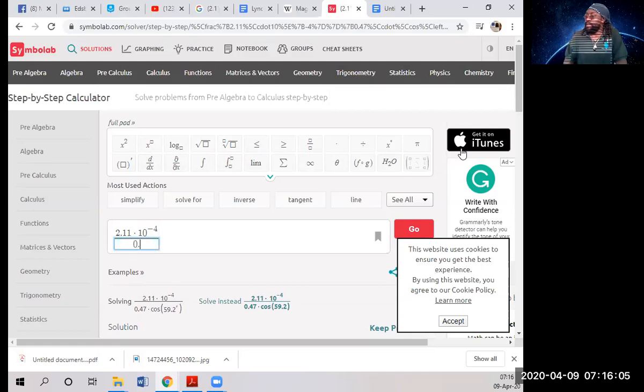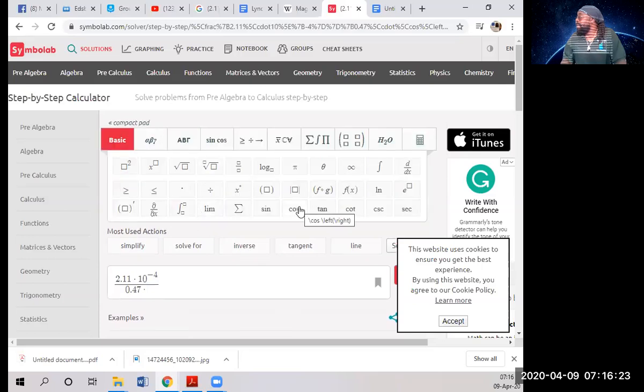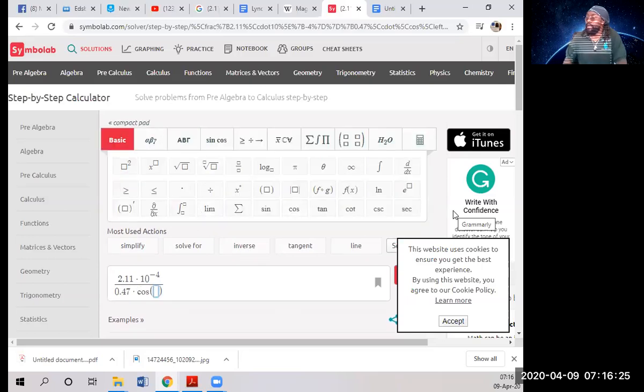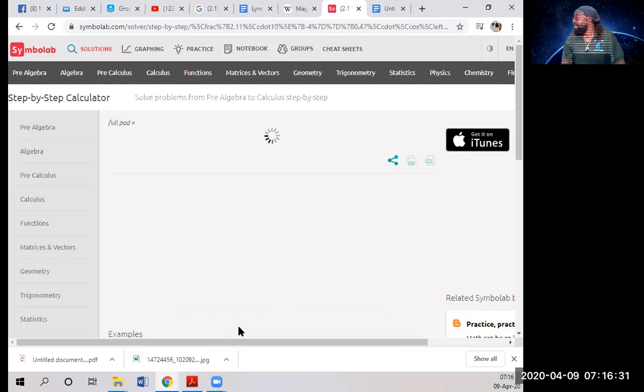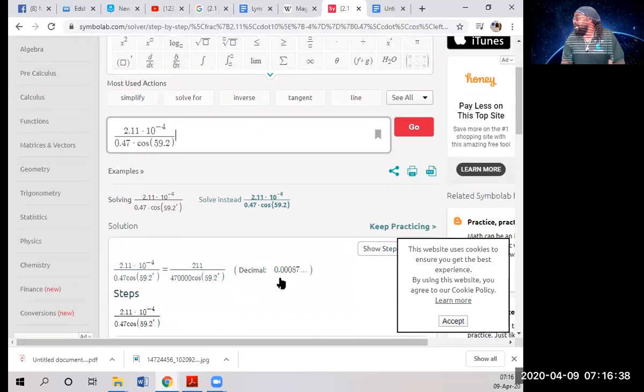In the bottom, I'm going to say 0.47, because our Teslas, multiplied by our cosine. Just click on this here. And where's cosine at? Shoot, it had cosine earlier. Full pad, there we go. So cosine, like that, and it's 59.2. So when I do that, I get everything they did, right? And the final answer comes to this.